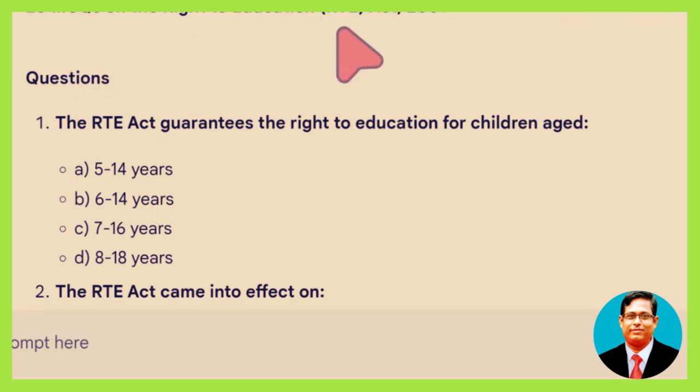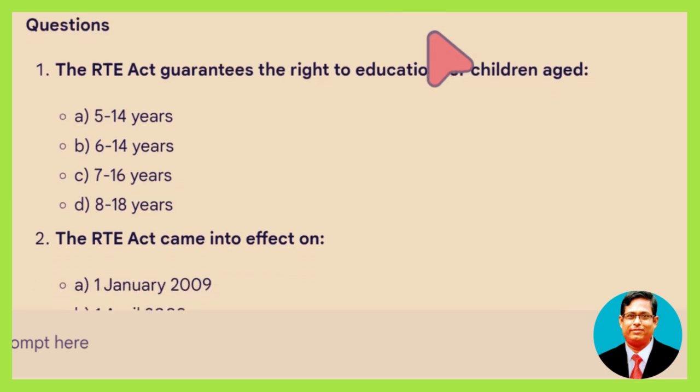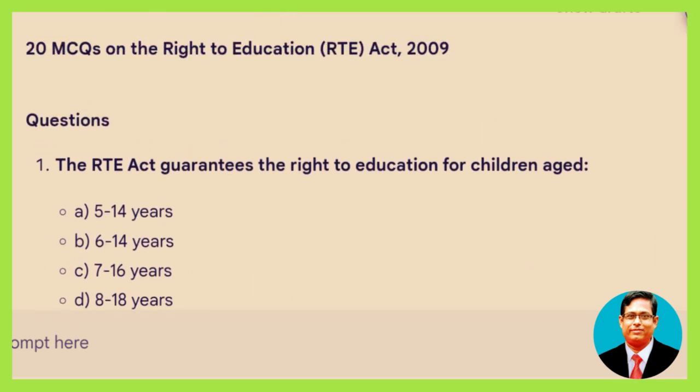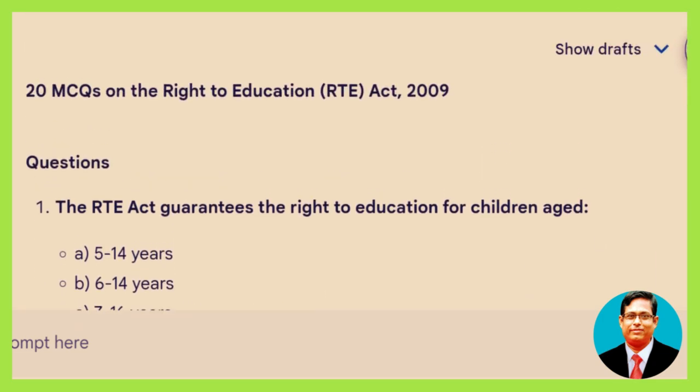20 MCQs on the Right to Education, RTE Act, 2009. Questions. 1. The RTE Act guarantees the right to education for children aged: a. 5 to 14 years, b. 6 to 14 years, c. 7 to 16 years, d. 8 to 18 years. 2. The RTE Act came into effect on: a. the 1st of January 2000.